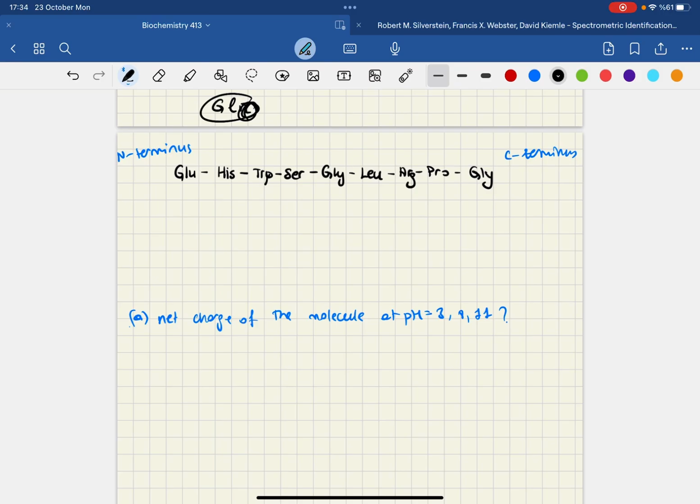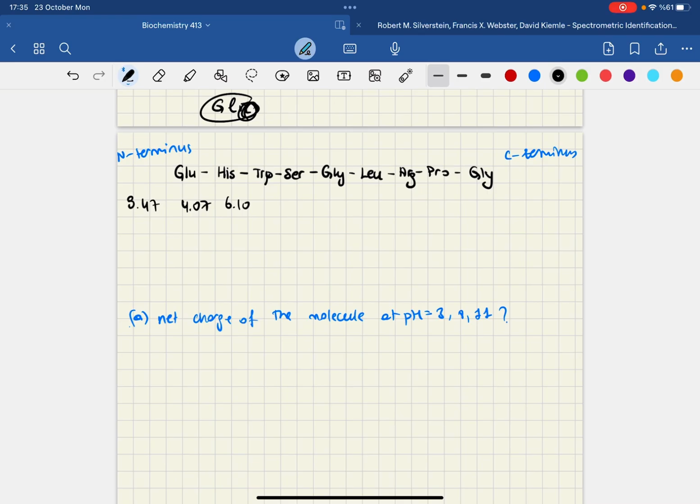Let me tell you, the pKa of the N-terminus of glutamic acid is 9.48. And what is the side chain's pKa? It is 4.07. And let's go to histidine. What is the pKa of its side chain? It is 6.10. And let's see tryptophan.